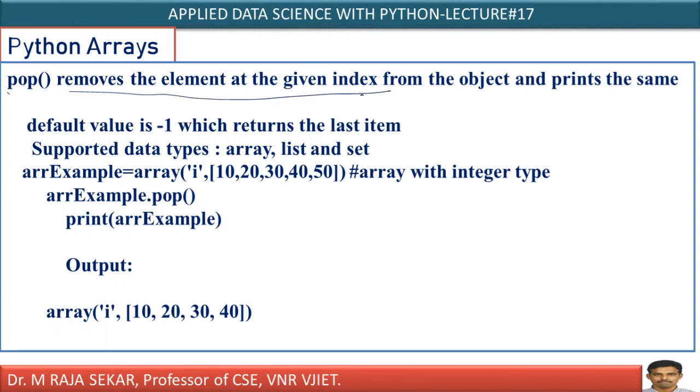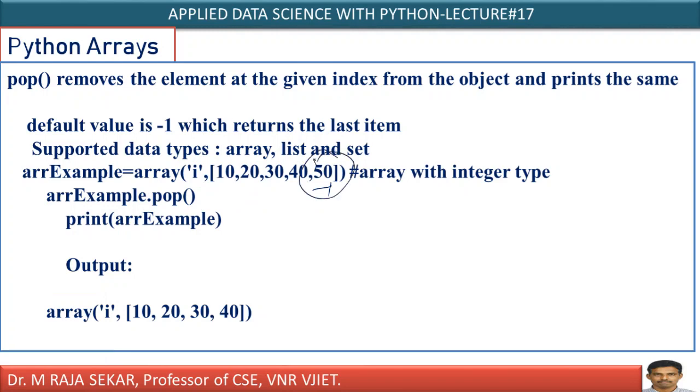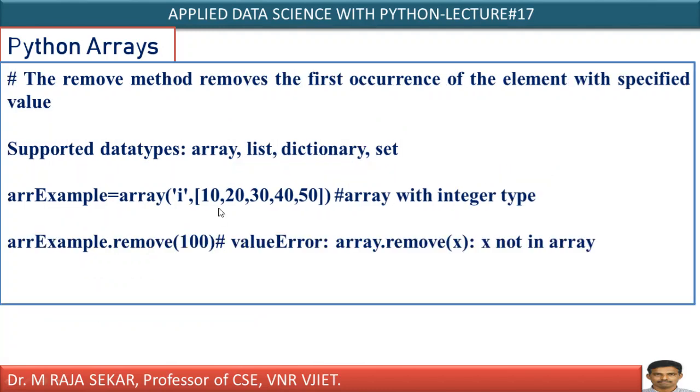Pop removes the element at the given index. If you provide some index, it removes the element from that particular index. But if you don't provide any index for pop, by default it will take -1. -1 means what? The last element's index is -1, isn't it? That's what we did. This is the -1 index element. This element will be popped, removed. After the pop function, if you print all the elements of the array, you cannot find 50, isn't it? Why? Because by default pop takes -1 as an argument. -1 means the last element index.